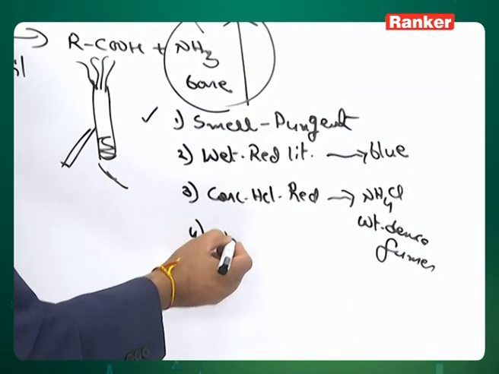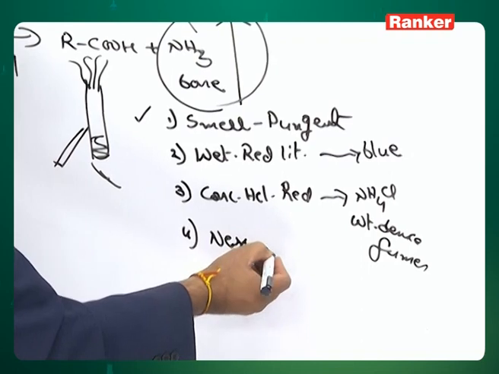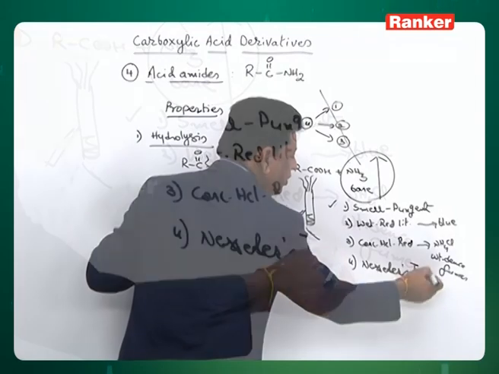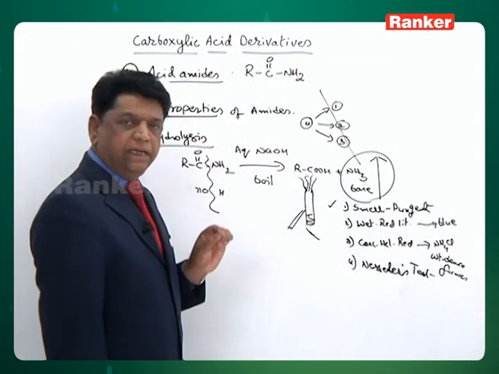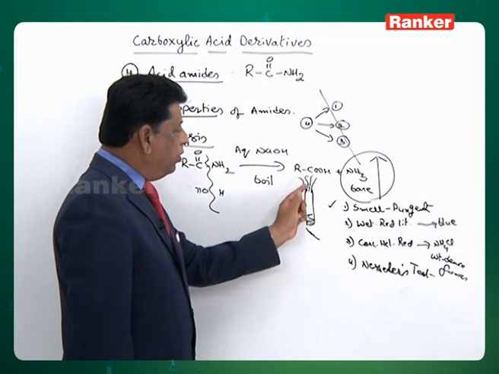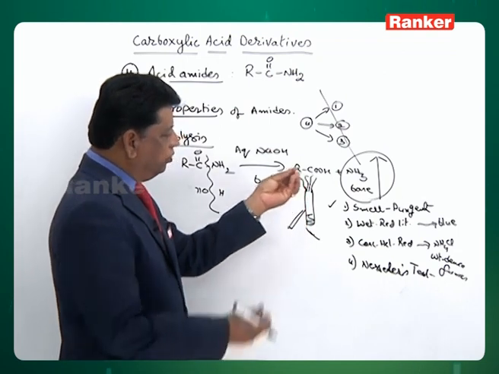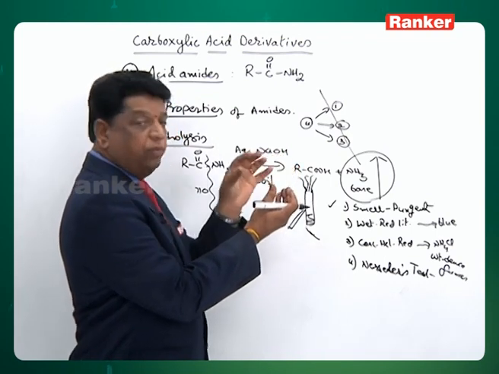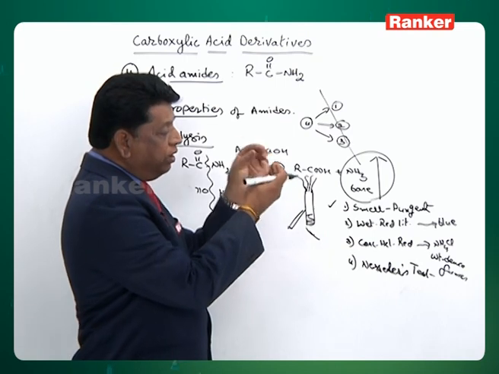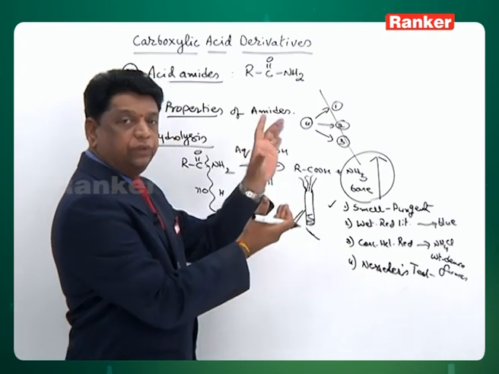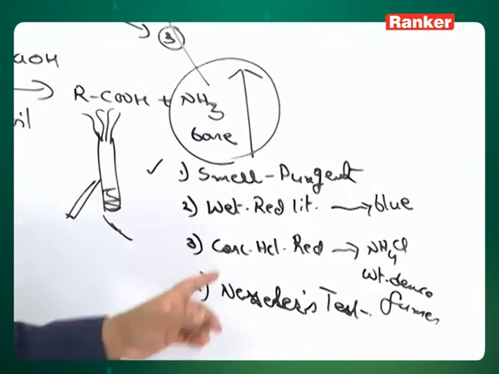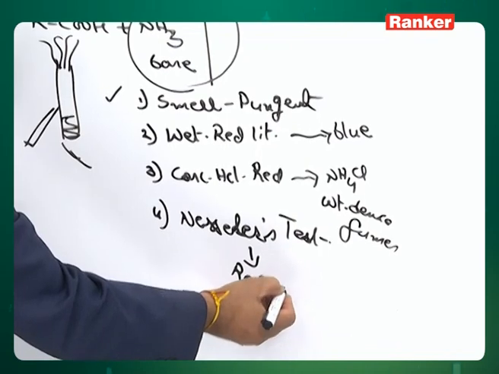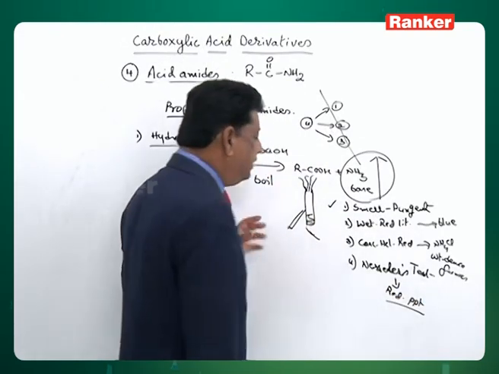Lastly, you have another test called Nessler's reagent. Nessler's test. You take Nessler's reagent and add the ammonia, that is gas fumes, only fumes, not the solution. You allow just the fumes into the other test tube containing the Nessler's reagent. Then close the test tube and shake it well, and the Nessler's reagent will form a red-brownish colored precipitate. This is called Nessler's test.